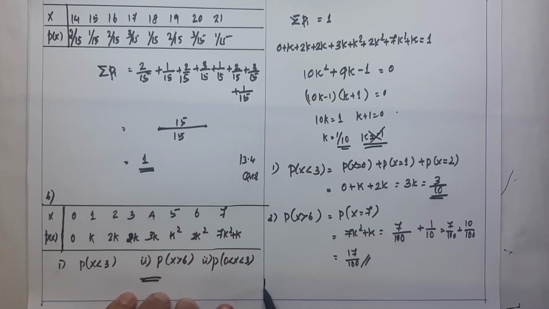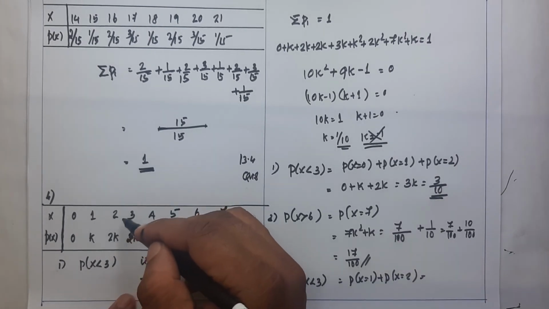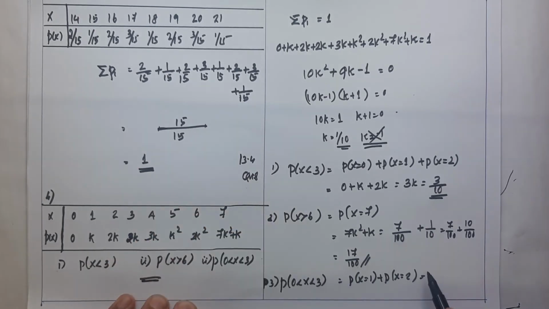And last is the third question, P of 0 less than x less than 3. That means P of x is equal to 1 plus P of x is equal to 2. That is x equal to 1 and x equal to 2. That is k plus 2k is 3k. That is 3 into 1 by 10. Answer is 3 by 10. That's all. It's a very simple question, but it's a very important question.